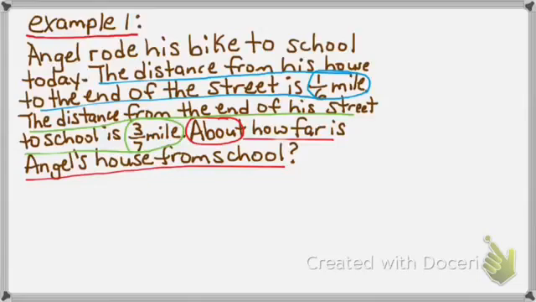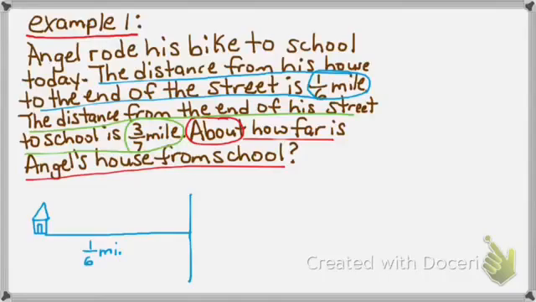I'm going to draw a little diagram because it's real quick to do and it makes it really easy to look at it and understand what the problem is asking. So in blue it says the distance from his house to the end of his street is 1/6 of a mile. So I'm going to draw Angel's house. Don't make fun of my drawing. There's the end of his street, and then that's where his street turns. I'm going to label the distance from his house to the end of his street as 1/6 of a mile.